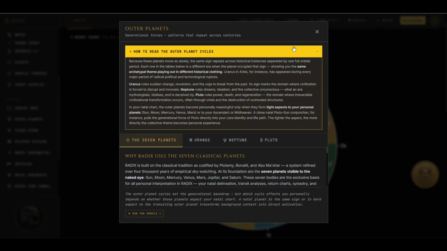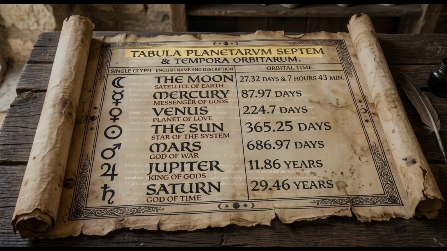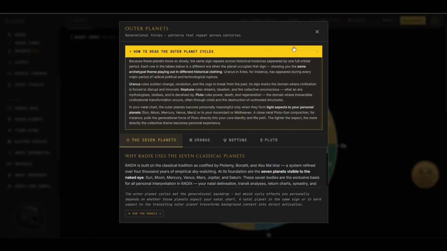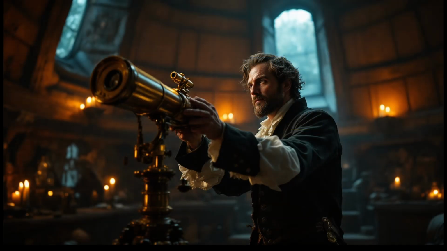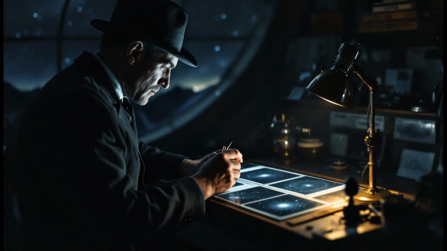Their cycles are human scale. Saturn takes 29 years, Jupiter takes 12. These are durations that map onto a human life in meaningful ways. Uranus wasn't discovered until 1781. Neptune in 1846. Pluto in 1930.